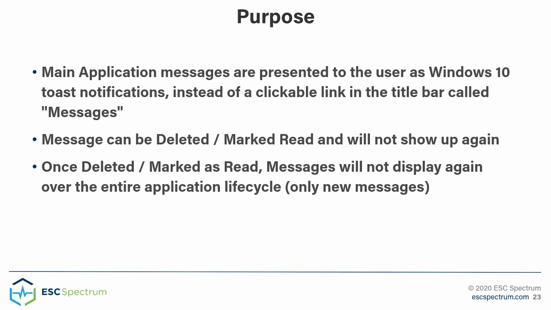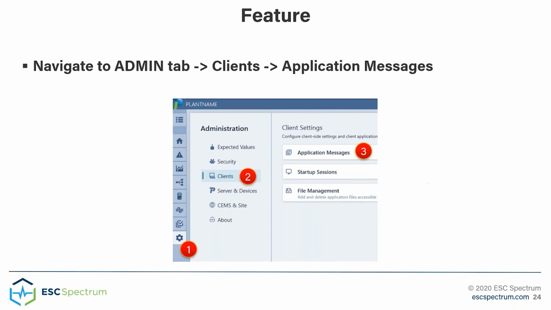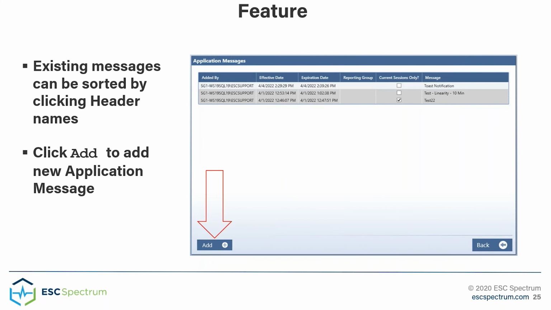And not only does it use those, a user can actually create and schedule messages and then see a history of the messages that have been sent to the Windows Toast notification system. So to be able to mess with this, you launch the main application, go to the admin tab, go to clients, and then application messages. And when you're in there, you'll see all the historical messages sorted out, and you can click add.